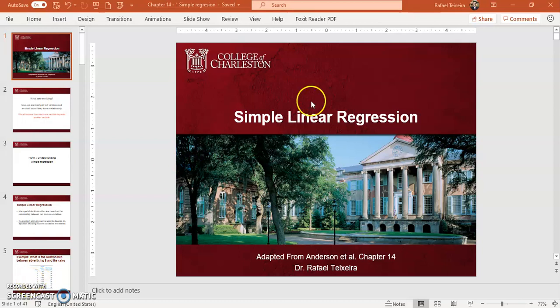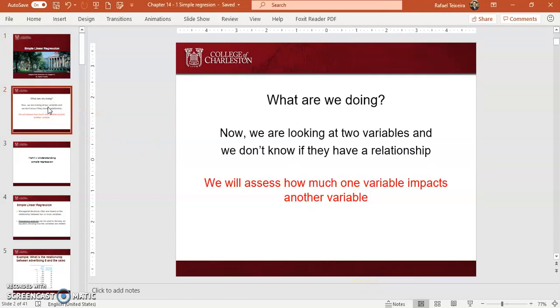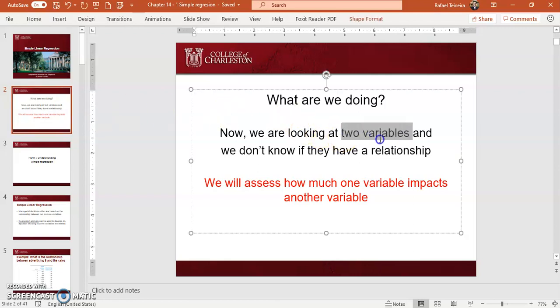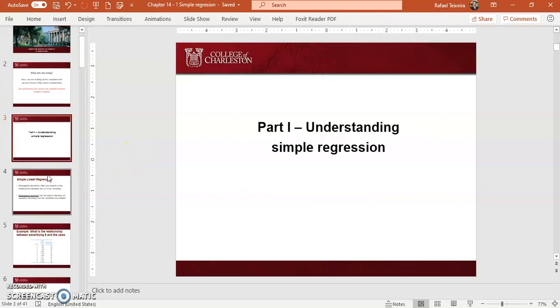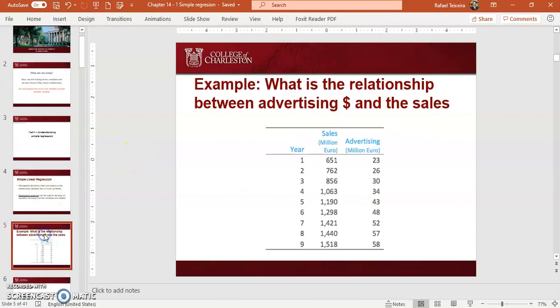Hi, this class is to talk about simple linear regression, which is the topic of chapter 14 in our class. What we're doing now is looking at the relationship between two variables. We will assess how much one variable impacts another variable. Let's take a look at one example here.